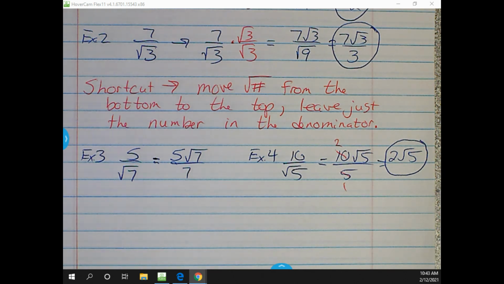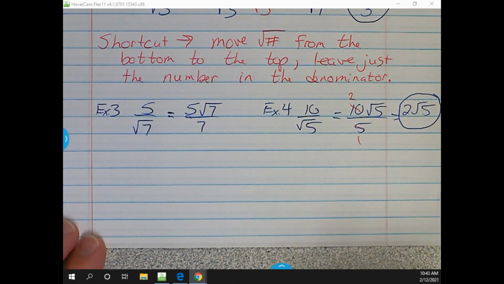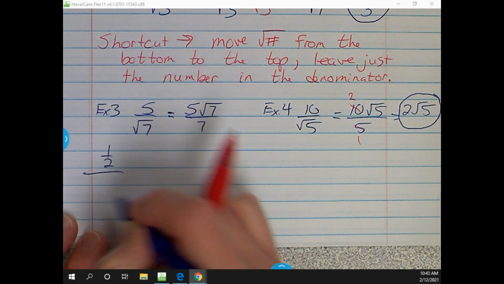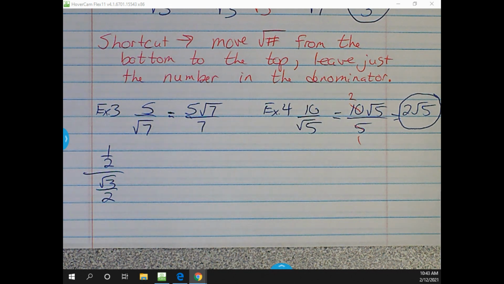Okay, now here's where we're going to use this to walk into what we're doing today. It's kind of a two-part question. I'm going to take you back to middle school, which I know can be a little bit scary. But let's say you had a fraction that had a radical in it. Let's say it was 1/2 over the square root of 3 over 2. And most people go, ooh, I really don't like that, because we've got a fraction on top of a fraction.